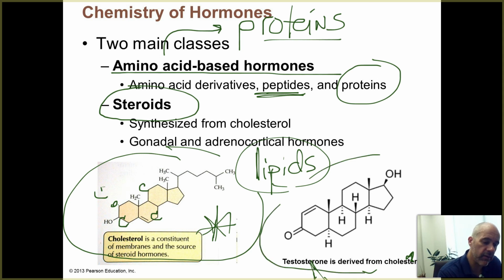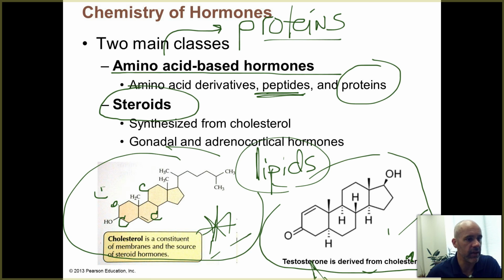And then if you look over here, here's testosterone. Testosterone is the main male sex hormone. It's responsible for traits that we generally associate with males. And if you look at the chemical structure of testosterone, it looks pretty similar to cholesterol. It's a modified type of cholesterol. All right, so hormones that are made by the gonads. And then there are some hormones called adrenocortical hormones that we'll learn about shortly. Those are made by the adrenal glands. They fall into this steroid category as well.